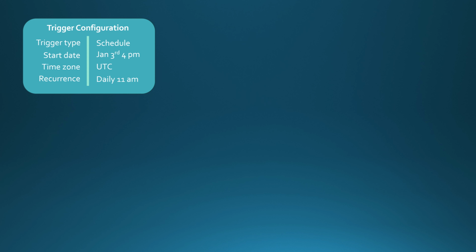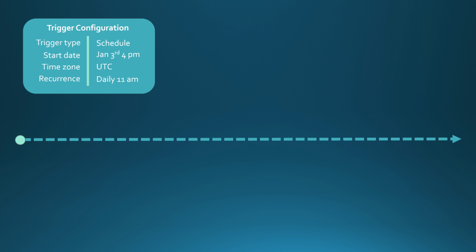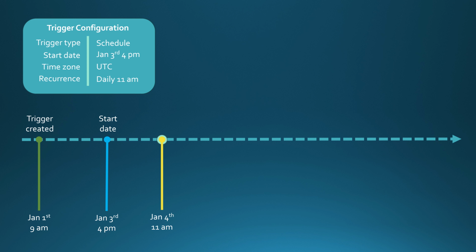So let's start running our timeline here. First, our trigger is created on January 1st, 9 a.m. Then our start date is set to January 3rd, 4 p.m., which means that the first time our trigger will actually execute is January 4th at 11 a.m. When our trigger runs, it will trigger two pipelines because this schedule trigger is tied to two pipelines, pipeline 1 and pipeline 2. And they both start running after the trigger has executed.